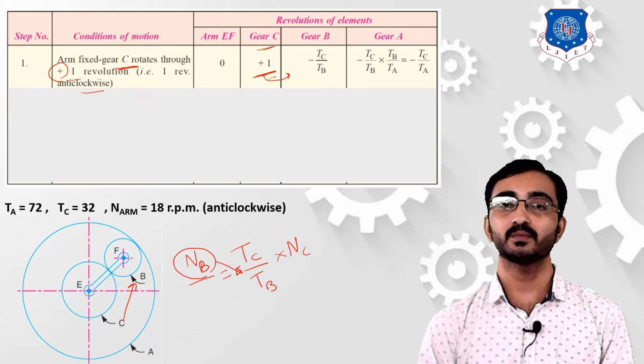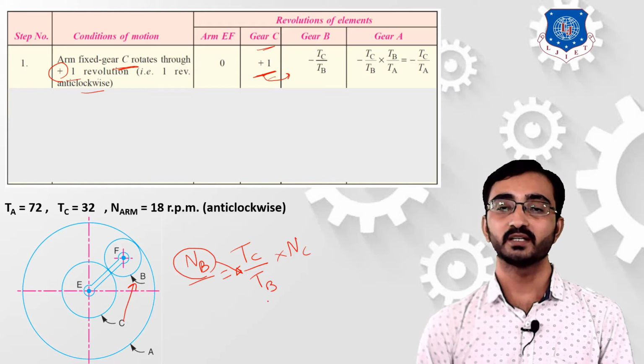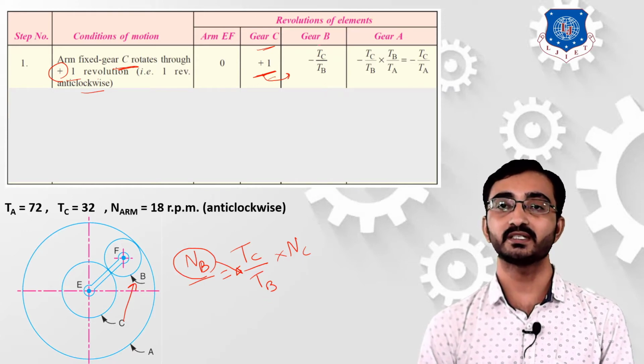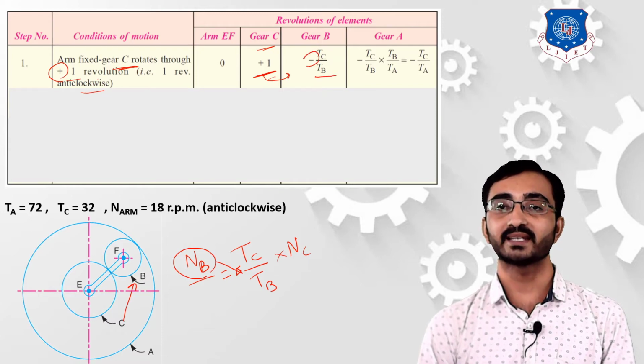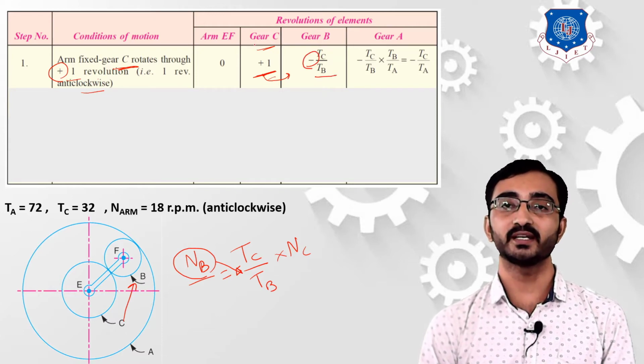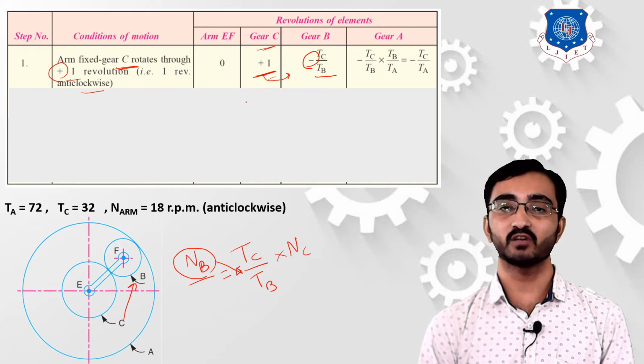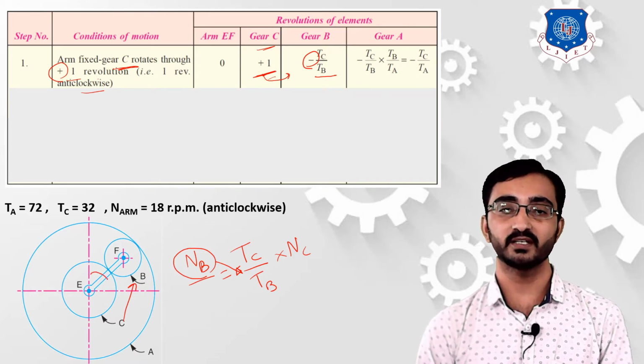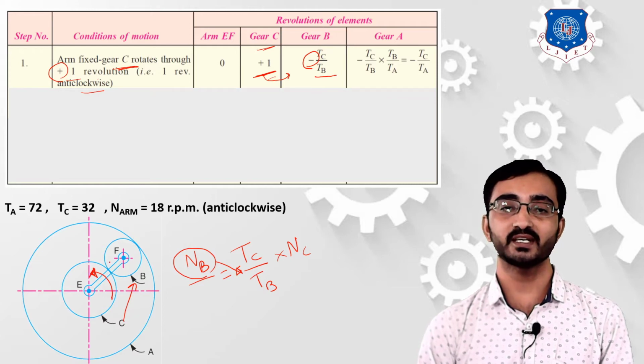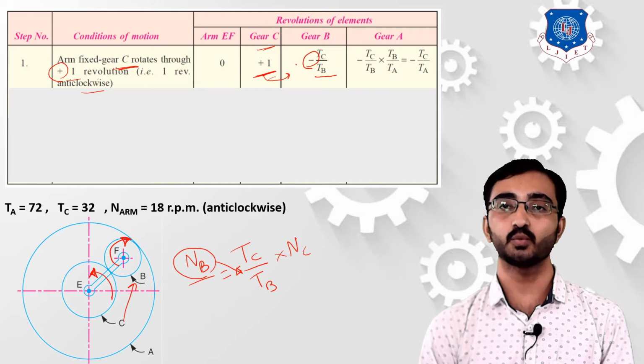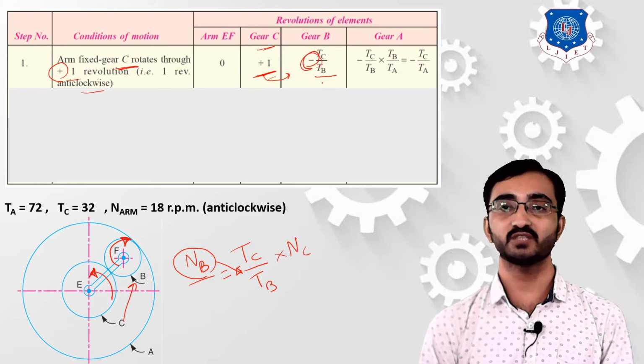Now the speed of gear C is +1, so we can simply write down that the final equation will be TC upon TB. Okay, now the minus sign. You can refer that gear C is rotating in anti-clockwise direction. In that case gear B will be rotating in a clockwise direction. So that's why you have to put a minus sign for clockwise direction. Okay, so in this way you can derive the equation for gear B.